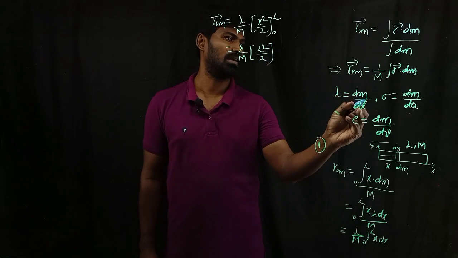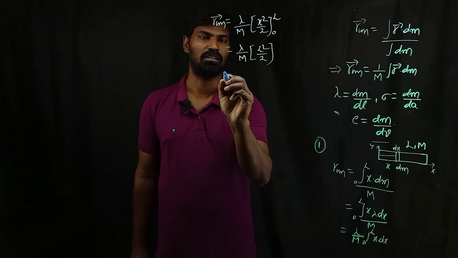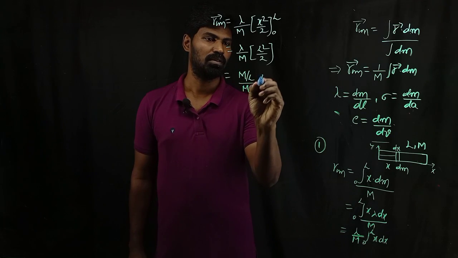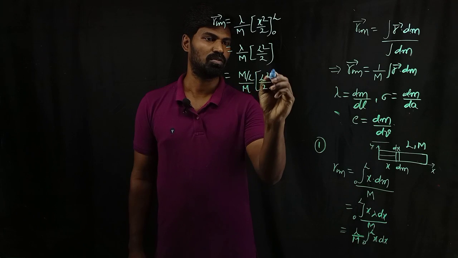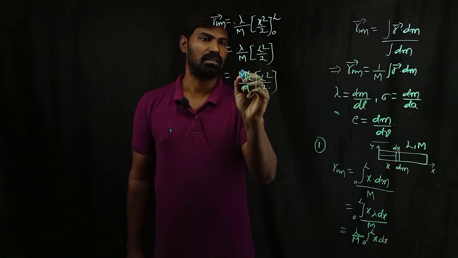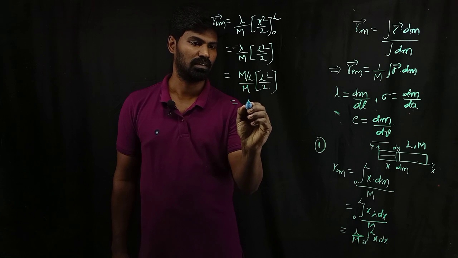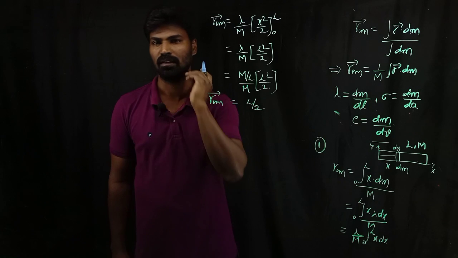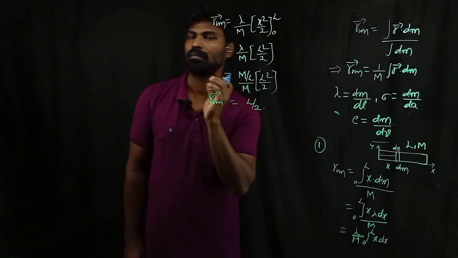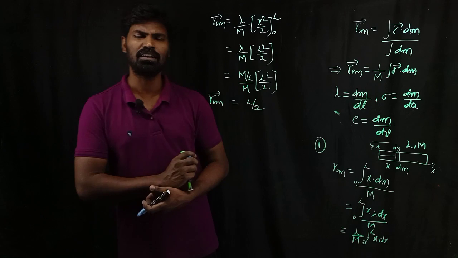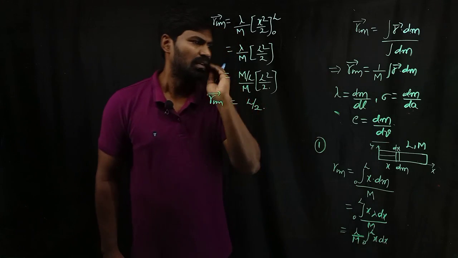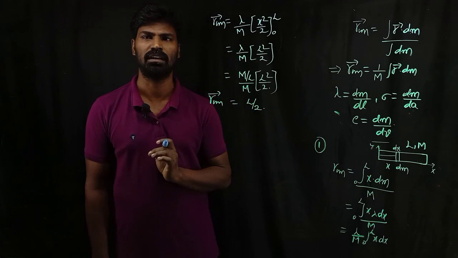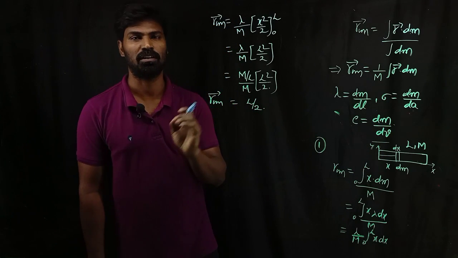What is lambda? dm by dl. If you integrate it, it is total mass divided by total length only. So M divided by L, divided by capital M, into L squared divided by 2. So here L gets cancelled, M gets cancelled. What you are going to get here is L divided by 2. So the center of mass of a uniform rod is located exactly at its geometric center. Simple thing. For a continuous mass distribution, what happens? If the mass distribution is uniform, the center of mass is located exactly at the geometric center only.